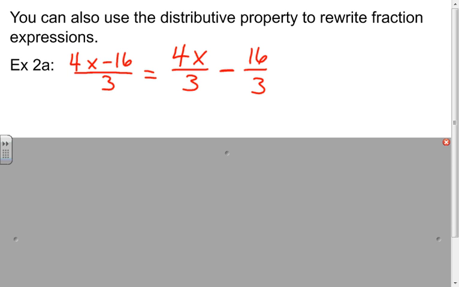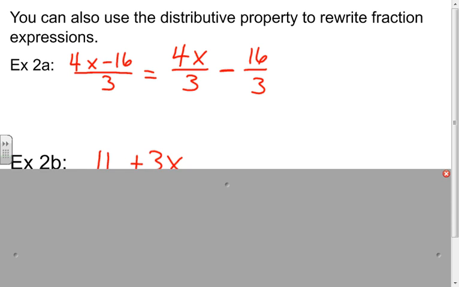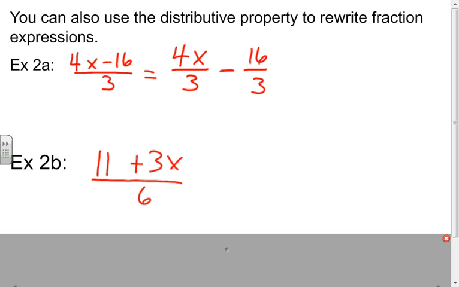Next, if possible, I would simplify those, but I can't simplify either one of those fractions. I can just leave them as mixed numbers. Okay? Another one of those. 1 thing on the bottom, 2 things on the top. So I split it up into 2 pieces, 11 over 6, and 3x over 6. The sign in the middle of the original problem is plus, so the sign in the middle there is a plus.